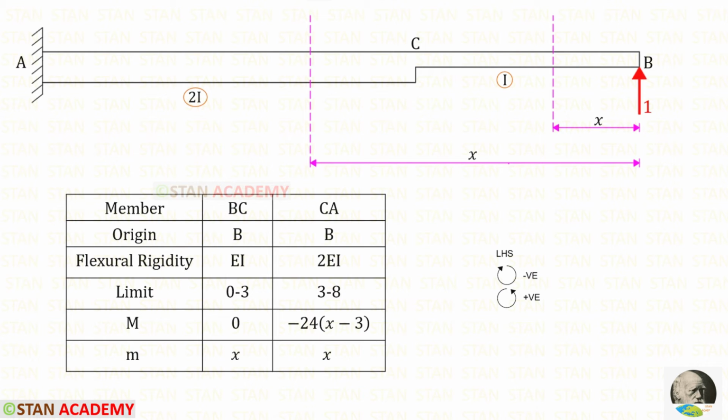Now we are going to find the moment small m. For that, we have to remove all of the loads and apply unit load in the direction of RB. About both of the sections, the unit load is acting in the anti-clockwise direction, so it will be positive, and both of the distances are x. 1 into x, it will be x.